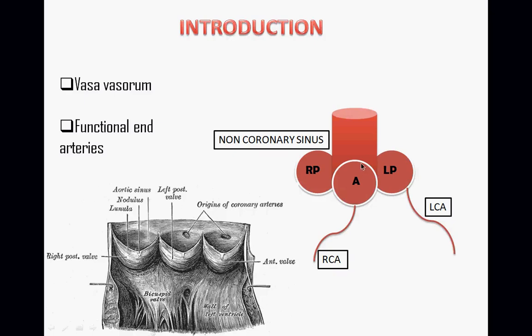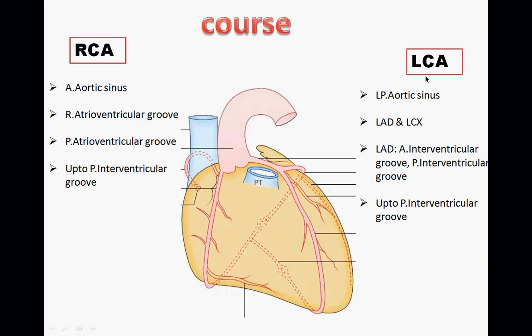So there are three sinuses. The first one is the anterior aortic sinus, and you have two posterior sinuses, which is right posterior and left posterior aortic sinuses. So from the anterior sinus, you have the right coronary artery arising, and from the left posterior, you have the left coronary artery arising. The right posterior sinus is left out, and it does not give rise to any coronary artery, so it is also termed as non-coronary sinus. So this is the introduction about the coronary arterial circulation. Moving on to the course of the two coronary arteries.